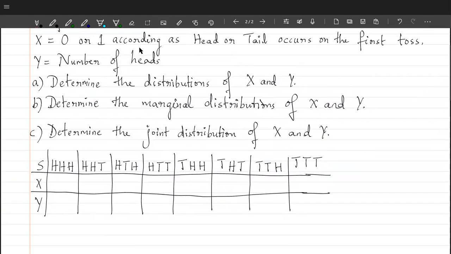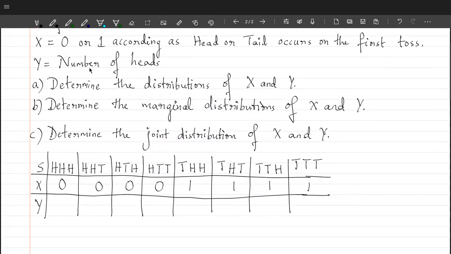X will be equal to 0 if the first toss results in head. So which values x can take for the first 4 cases? In all the first 4 cases, the first toss results in head, so x takes the value 0. And in the next 4 cases, in the first toss, the outcome is tails, so x takes the value 1. So you can see that x takes only 2 values here, that is 0 and 1.